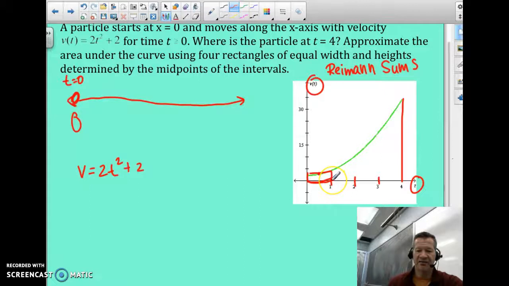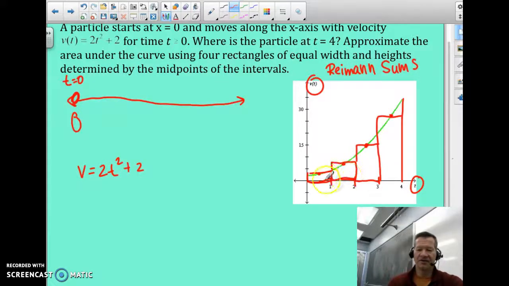Now there's another rectangle between 1 and 2. Using the midpoint, 1 and a half, go up until you hit the graph and make your rectangle that high. There's a second rectangle. The next rectangle would be between 2 and 3, midpoint being 2 and a half. Use that midpoint to figure out the height and draw your rectangle. There's our third rectangle. Our fourth rectangle will have a midpoint at 3 and a half. Go up from 3 and a half until you hit the curve and make a rectangle that high.